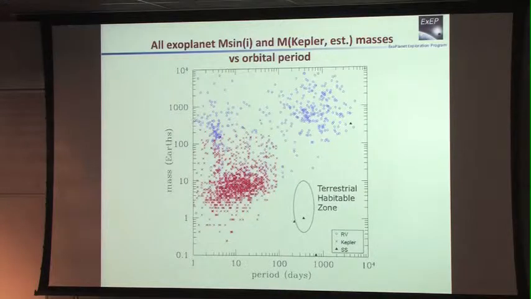This is a similar plot, with mass converted from the radii using that curve. Those are the red spots here from over a year ago from Kepler. I didn't update it. And period is down here.